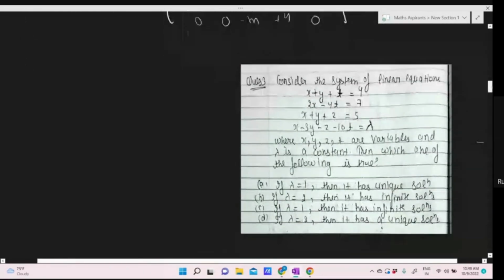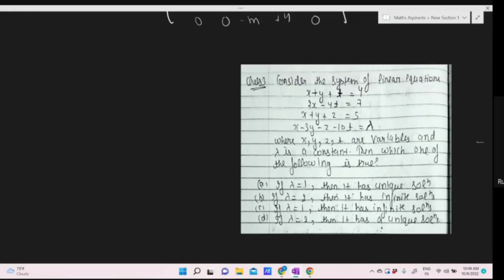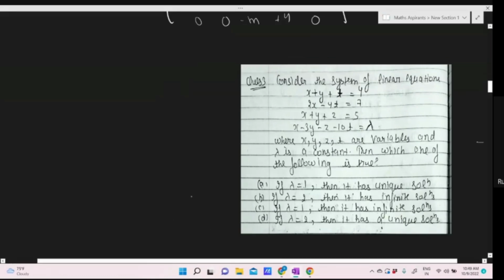Now move to the next question. Let us consider the system of linear equations x plus y plus t is equal to 4, 2x minus 4t is equal to 7, x plus y plus z is equal to 5, and x minus 3y minus z minus 10t is equal to lambda, where x, y, z, and t are the variables and lambda is a constant. Then which of the following is true?